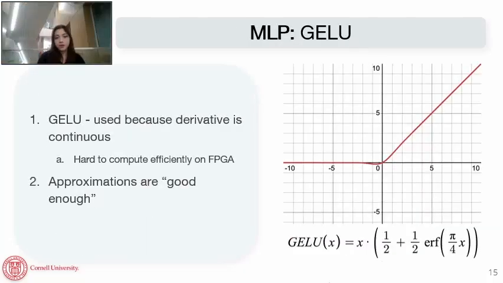For the MLP, we use the GLU activation function, shown on the right, because it provides a smooth, continuous derivative, which helps optimization during training. GLU is mathematically expensive to compute, making it difficult to implement efficiently on hardware. In practice, approximate versions of GLU are often used because they are much cheaper to compute and still provide performance that's good enough for most applications. For instance, while the full GLU function is useful for training, inference does not require the fully accurate function, allowing us to benefit from using these approximations.